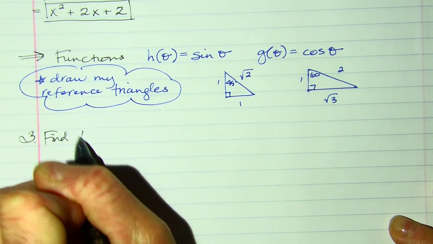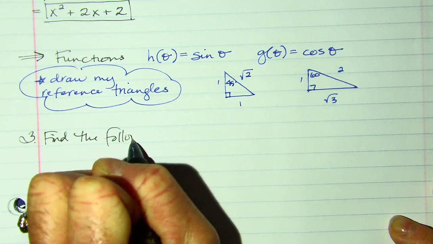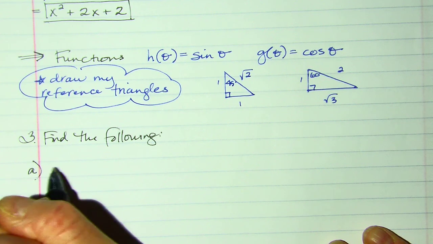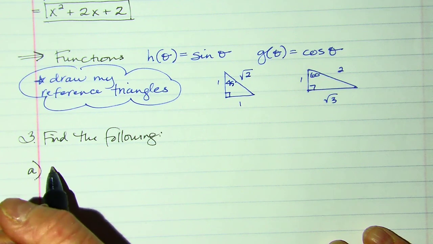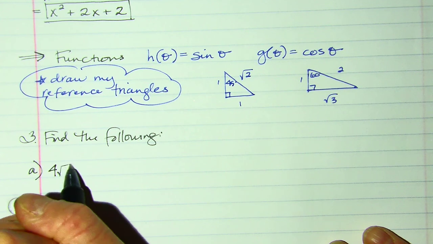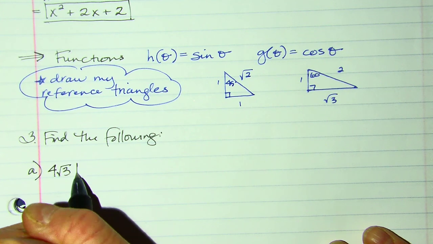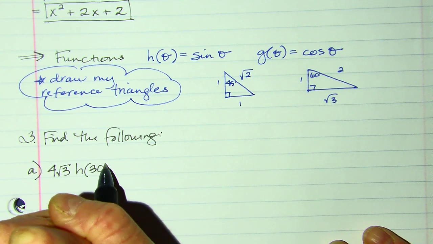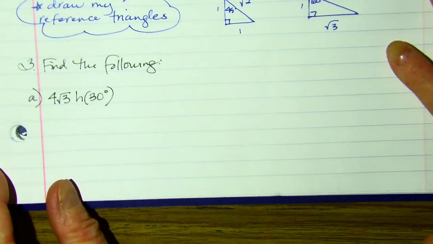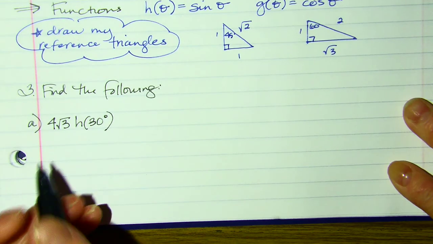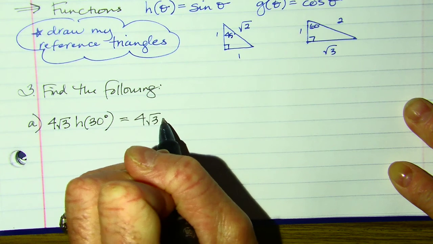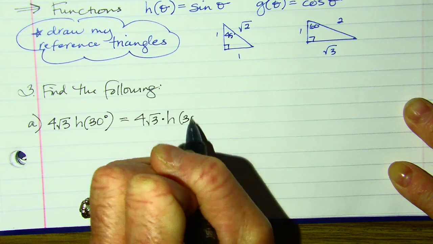Find the following. Part A, find the following: 4 root 3 times h at 30 degrees. Now that looks kind of crazy. So first let's recognize that this says 4 root 3 times the function of h at 30 degrees.